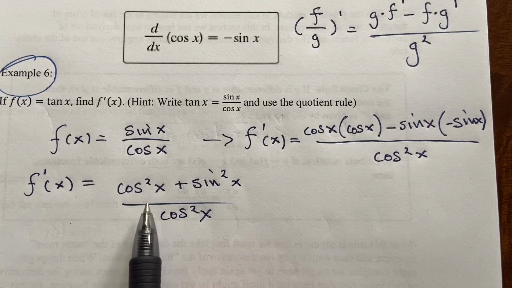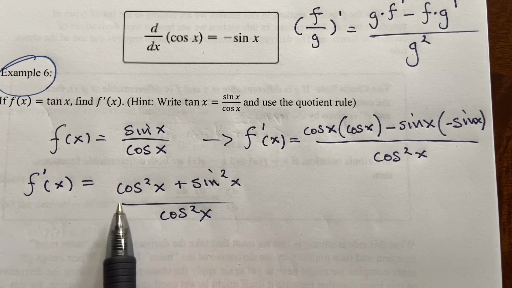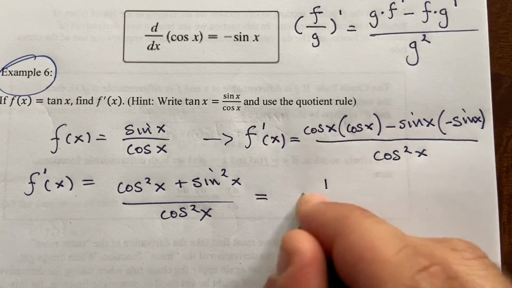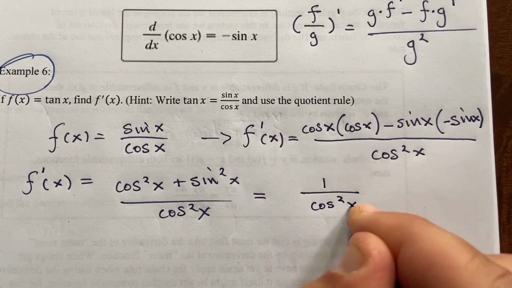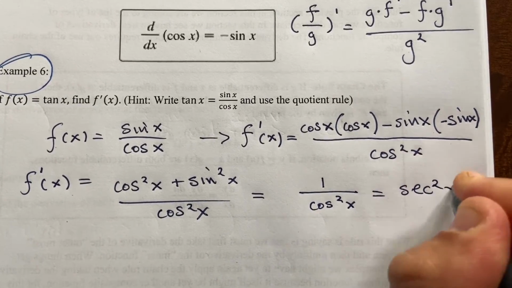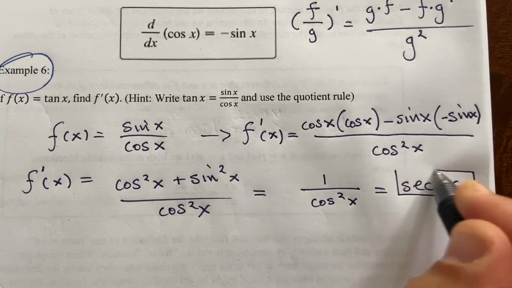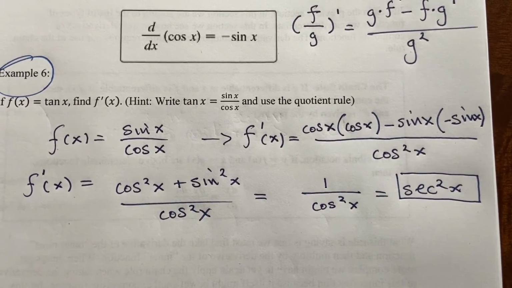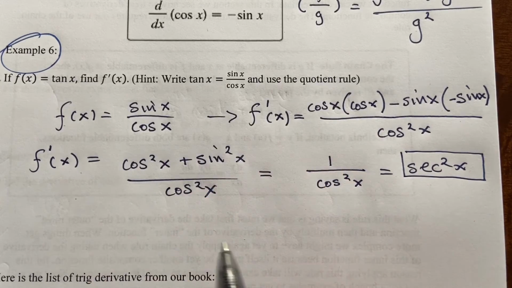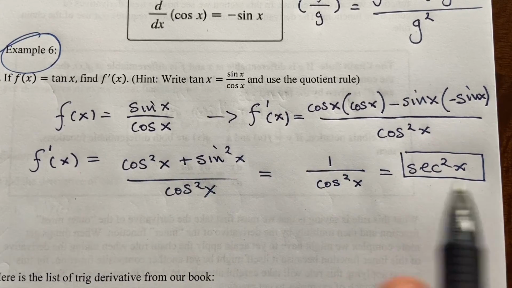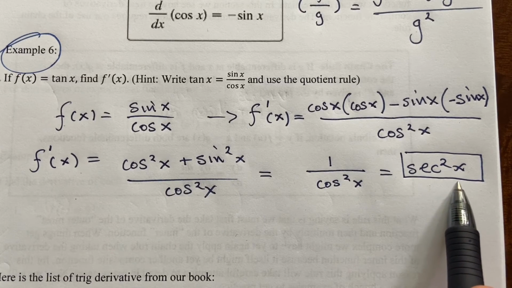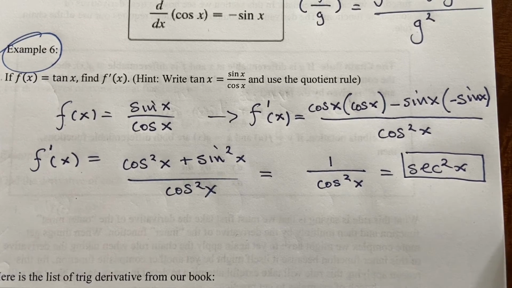From the Pythagorean identities from trig, we have 1 here. So this would be 1 over cosine squared x. 1 over cosine squared is the same as secant squared x. And that is the derivative formula for tangent that you can actually just use from now on. You don't need to derive the formula every time, of course. But you could, if you forget, as long as you remember the derivative formulas for sine and cosine.